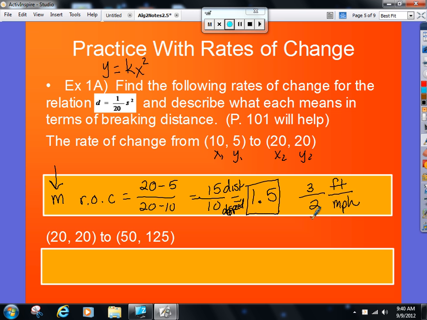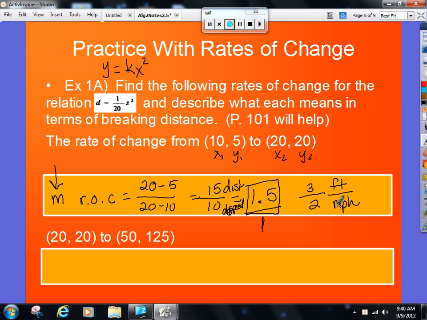Okay? What is this telling me? That tells me that between the points from going 10 miles per hour to 20 miles per hour, I need 3 feet to stop for every 2 miles per hour. We don't usually talk that way. So what I did was I changed it to 1.5 because then I can put it over 1. And then I could say from 10 miles per hour to 20 miles per hour, I need 1.5 feet for every increase of 1 mile per hour. That's what it means in terms of the graph.